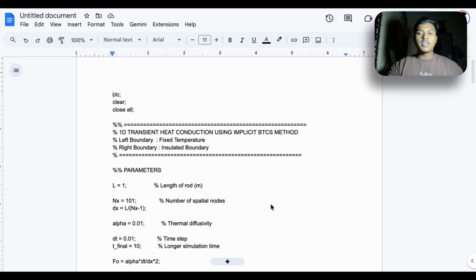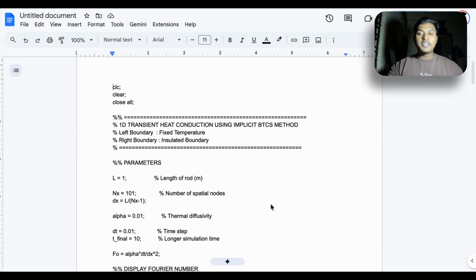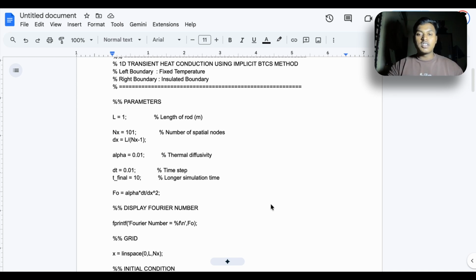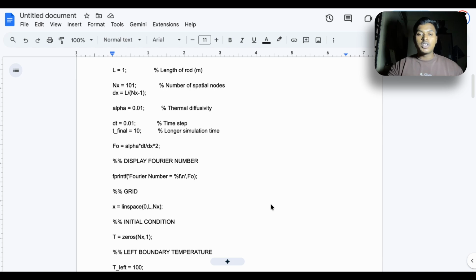In this presentation, I will explain the modeling and analysis of one-dimensional transient heat conduction using the implicit BTCS method in MATLAB. The objective of this assignment is to numerically solve the one-dimensional transient heat conduction equation with a fixed temperature boundary condition at one end and an insulated boundary condition at the other end. I will also explain the MATLAB implementation, stability of the method, and the temperature distribution obtained at different times.